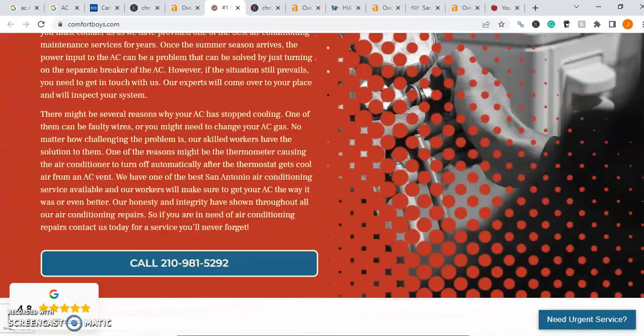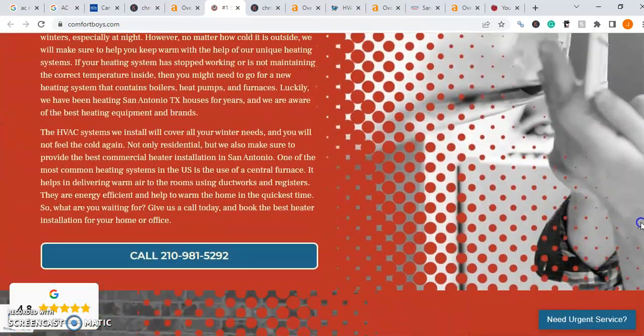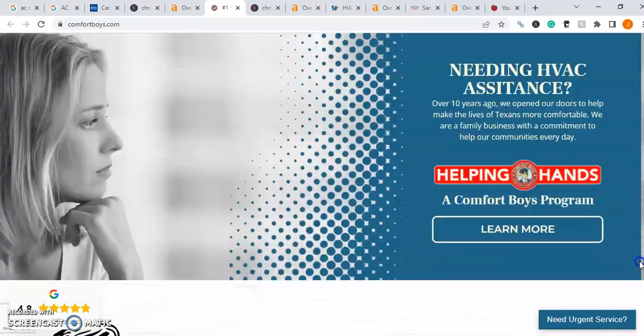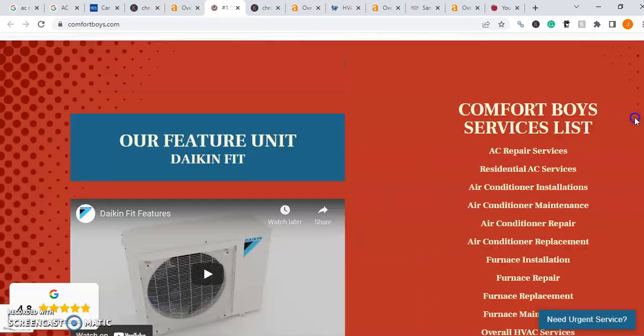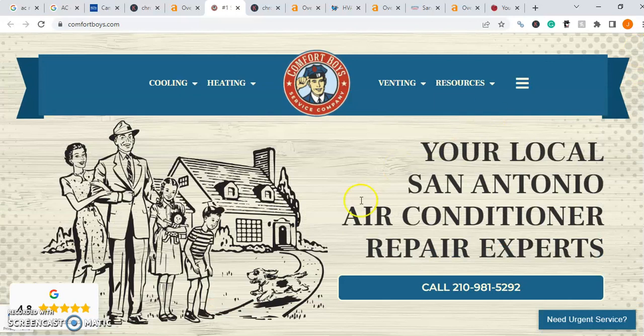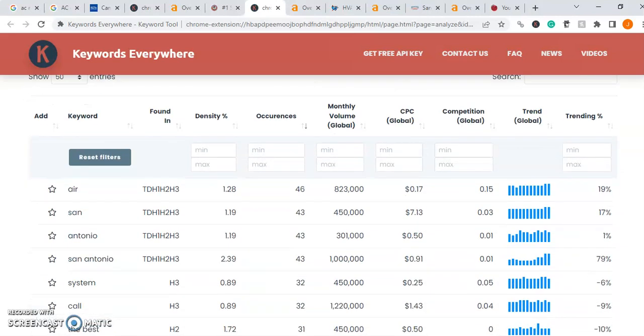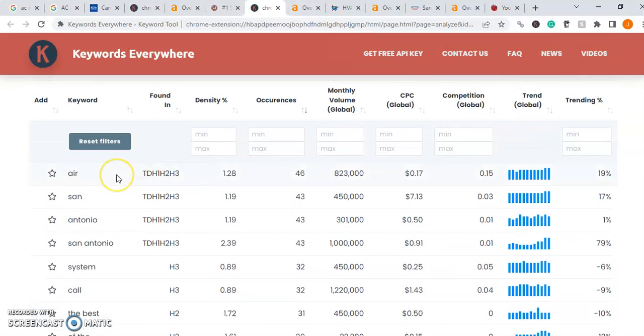And like I said, contentful websites get those favorable rankings. Obviously, there's a lot more that goes into this website, but like I said, they do have a ton of content. I believe it's actually over 2,500 words of content. So a lot of content here. But let's see what they're doing as far as keywords to point Google in the right direction. So once again, we're in Keywords Everywhere. And if you scroll down here to their most used keywords, we have air at number one, San Antonio at number two, and we have system, call, the best.